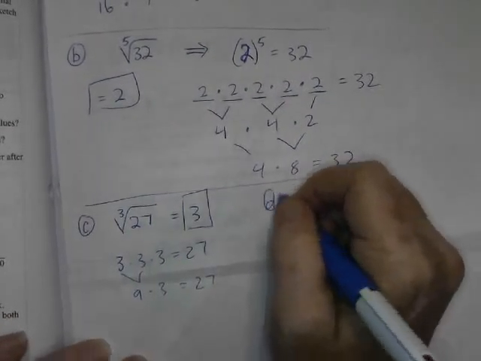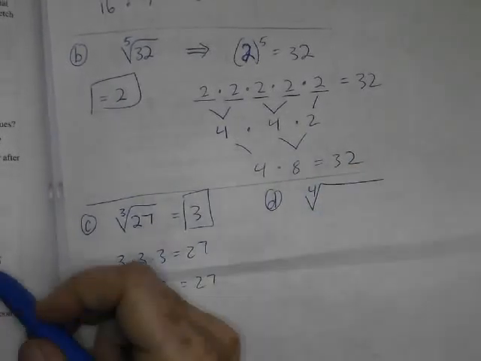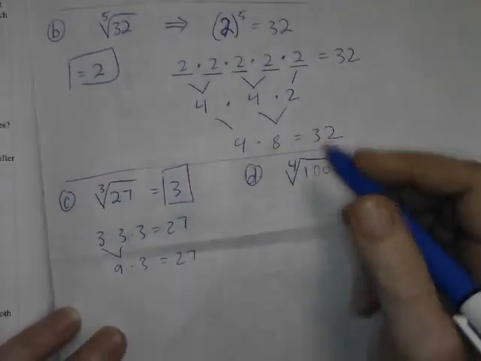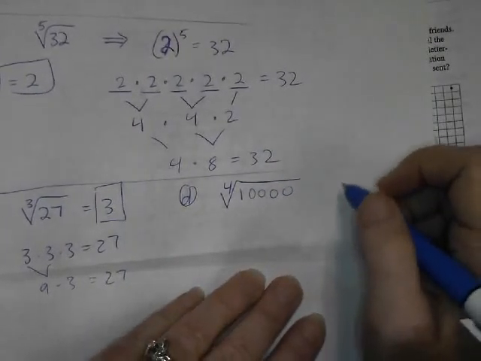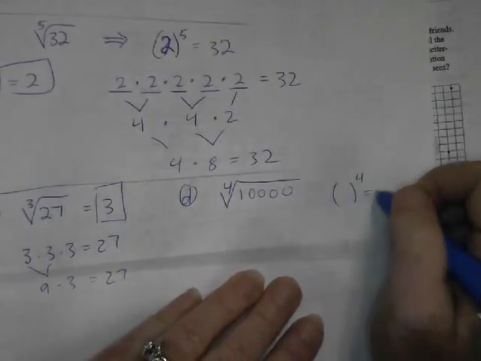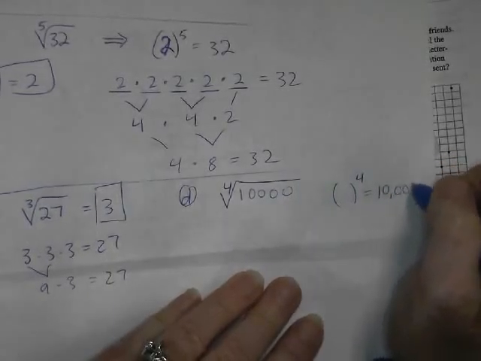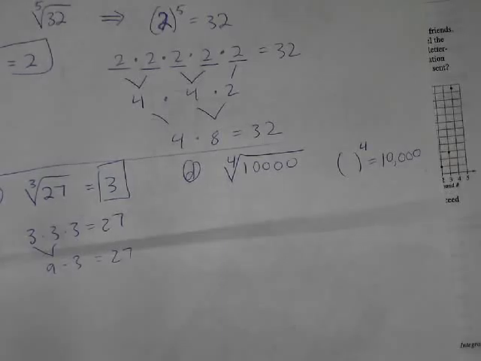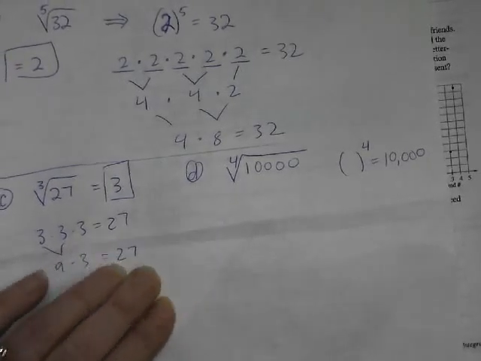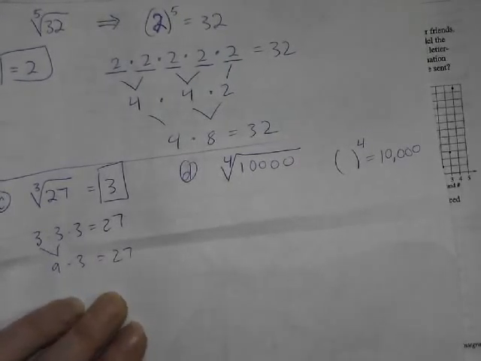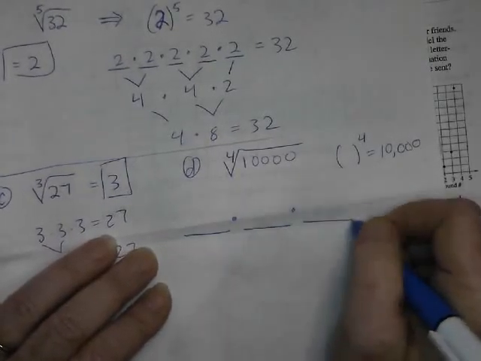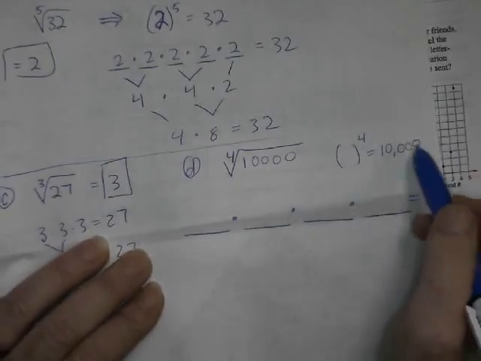Okay, here's letter D. This is hard. The 4th root of, how many zeros do we have? 1, 2, 3, 4. So that means something to the fourth power equals that number. 2,500? You think 2,000? I'm trying to say something times the same something times the same something times the same something equals that number.